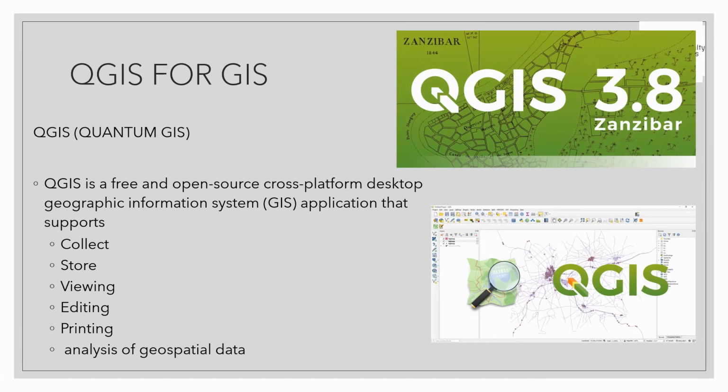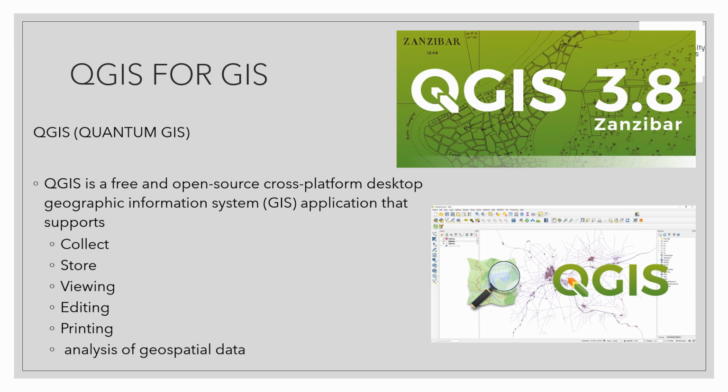QGIS, also known as Quantum GIS, is the leading open source GIS software. QGIS is a free and open source cross-platform desktop geographic information system application that supports viewing, editing, printing, and analysis of spatial data.